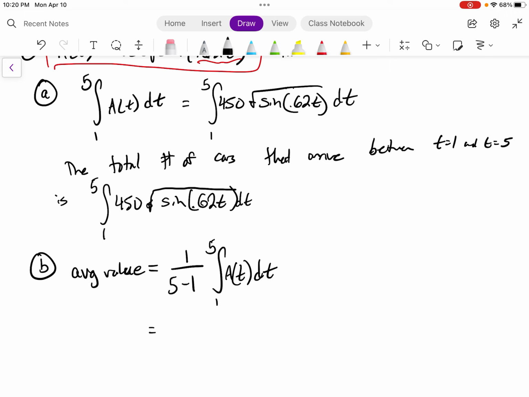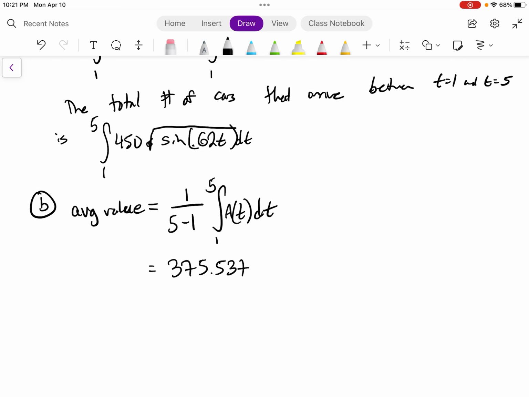Again, please practice doing that. I posted the things here, and this is 1/4 of something big, and it's actually 375.537, I think. They're usually lenient about rounding. If you get 375.537 or 536, I think they'll give you the point either way. It's funny that they're lenient on that.